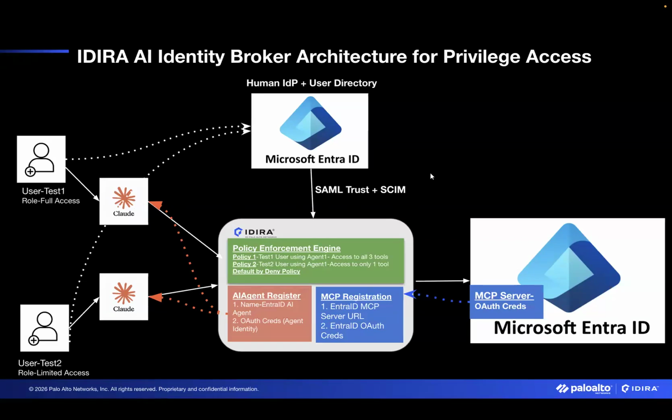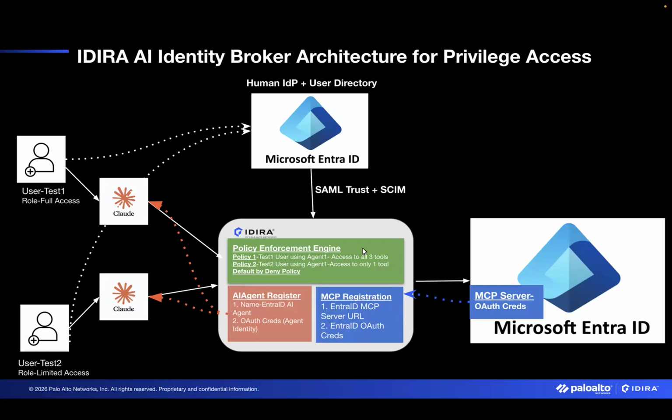So in this entire architecture diagram, you can see Entra ID as my IDP and Entra ID as my SaaS managed MCP server as well. During the registration process, I will get OAuth credentials. These credentials are going to be configured within IDIRA during the MCP registration process. After that, I registered an AI agent as part of the AI agent registration process. It gave me auth credentials. So that will be used while setting up a custom MCP connector for Entra ID within Claude.